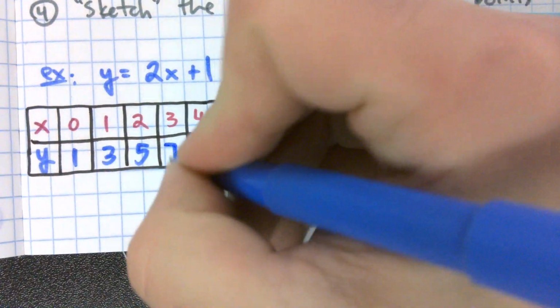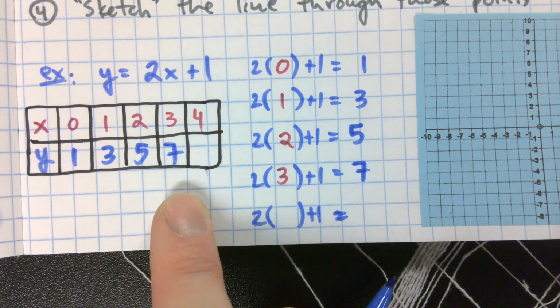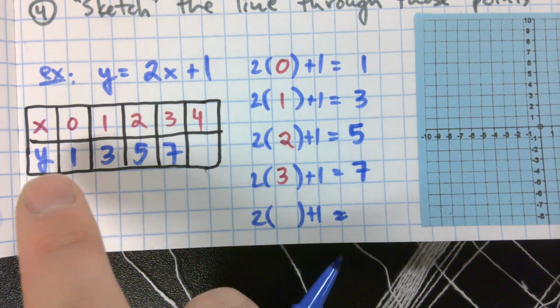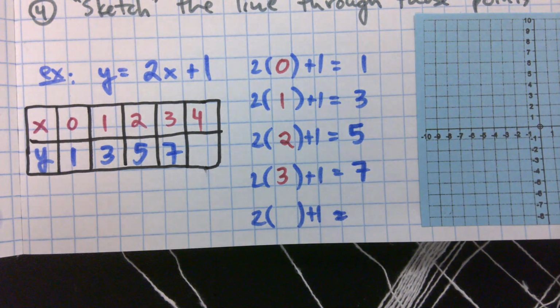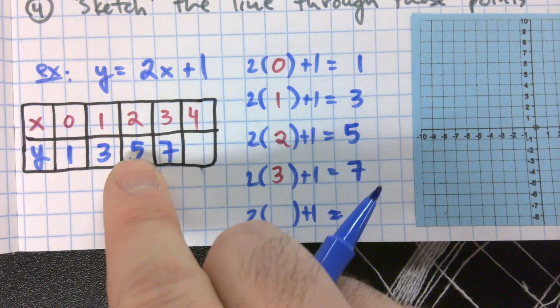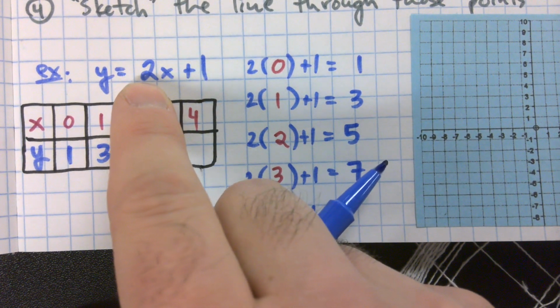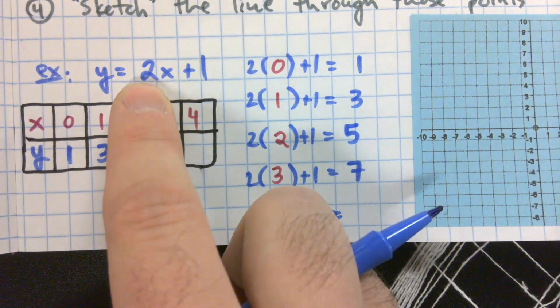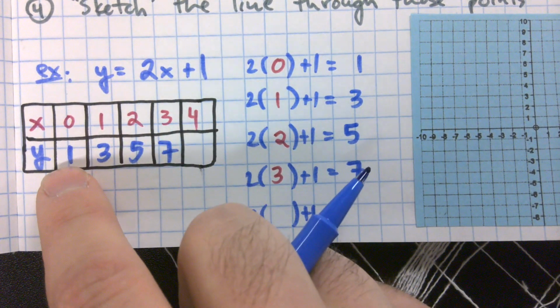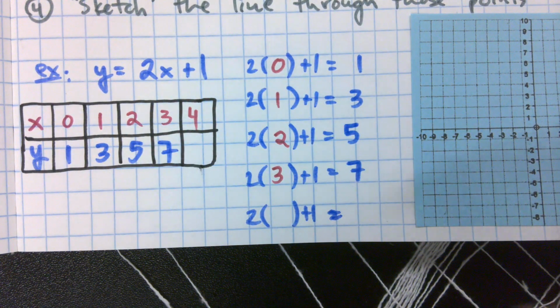Do you guys see a pattern with these y values here? They're all 2 numbers apart. 1 to 3 is plus 2. 3 to 5 is plus 2. 5 to 7 is plus 2. What was our slope here? 2. Oh, look at that. It's all connected. It all makes sense, right? The change in y on our table lines up perfectly with our slope.